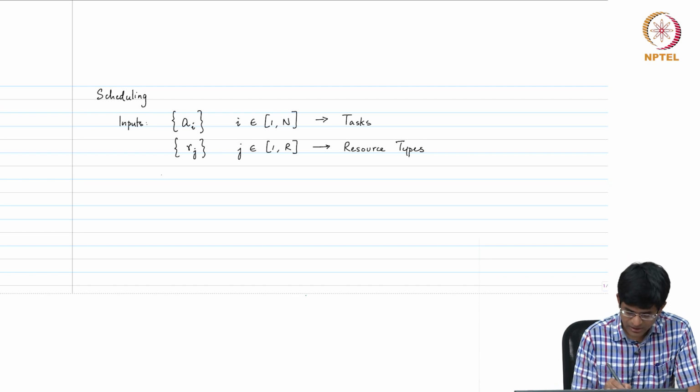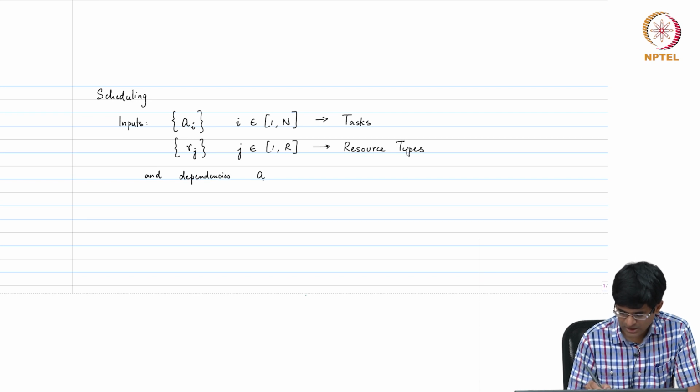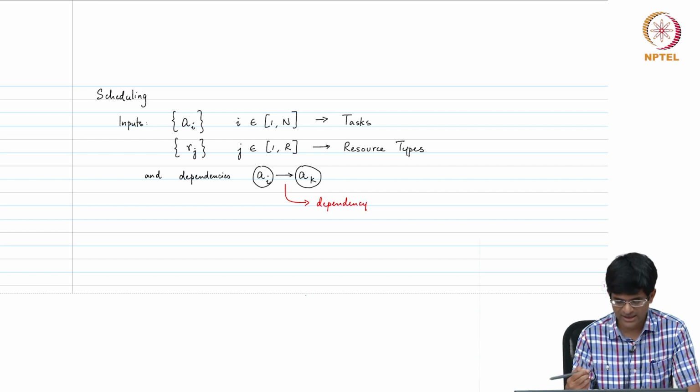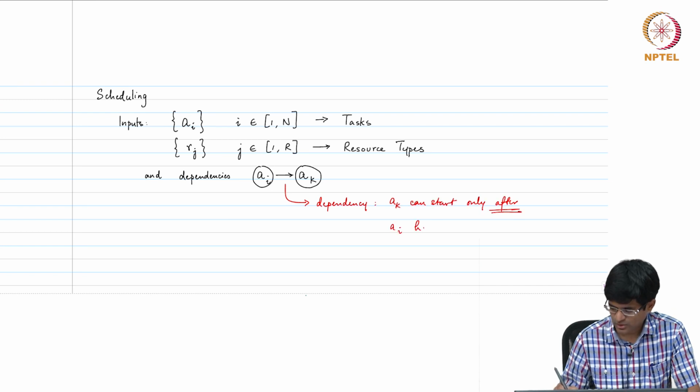And what you have in addition to both of these is dependencies, which are of the form AI to AK, which would normally be represented using some kind of a graphical notation where you would have nodes. This edge over here essentially indicates a dependency. What is the meaning of the dependency? It basically means that task AK can only start after task AI has completed.